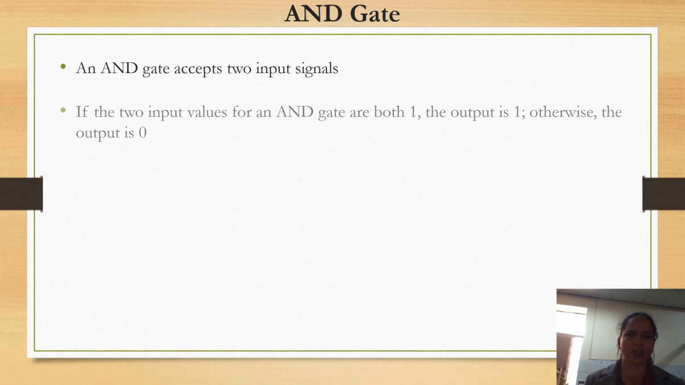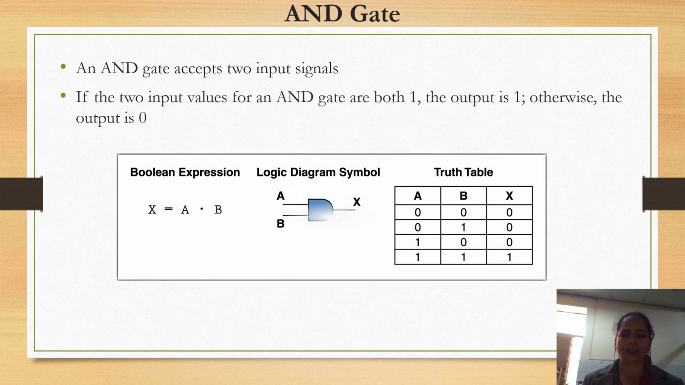Now the AND gate. AND means this and this, both. The situation should be 1 in both cases, then only the output will be true. Otherwise, in every other situation, the output is false. So AND is represented using x is equal to a dot b. Now what are a and b here?